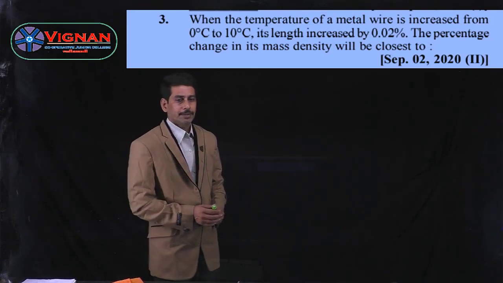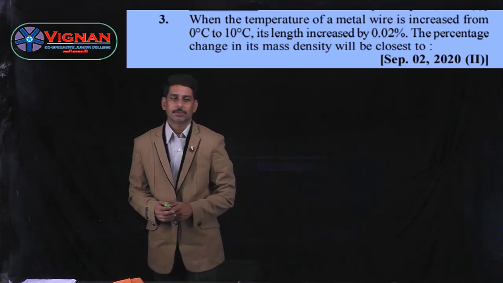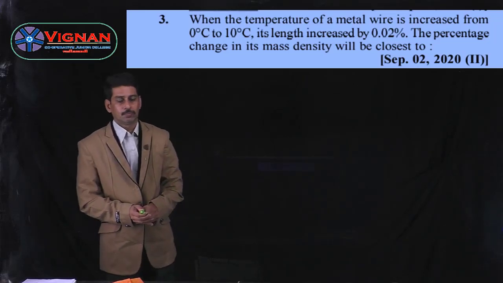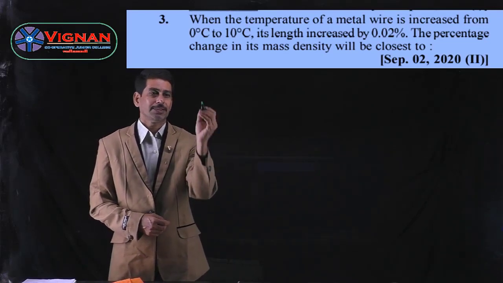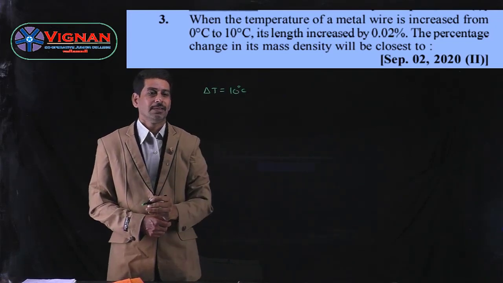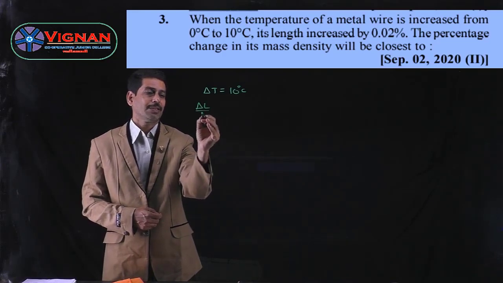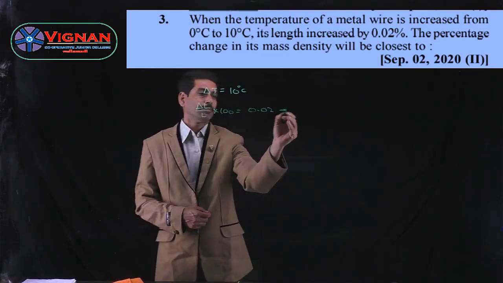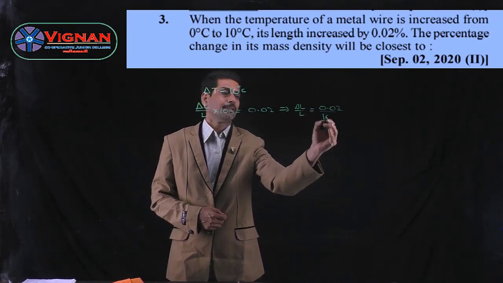This problem: when the temperature of the metal wire is increased from 0 to 10 degrees centigrade, the length increased by 0.02%. The percentage change in its mass density will be closest to 2. So here the change in temperature is given as 10 degrees minus 0 degrees centigrade. So delta T is nothing but 10 minus 0, which is nothing but 10 degrees centigrade. Whereas the length increased by 0.02%, and we know the percentage change in length is given by delta L by L into 100 is equal to 0.02. So from this, delta L by L is equal to 0.02 divided by 100.